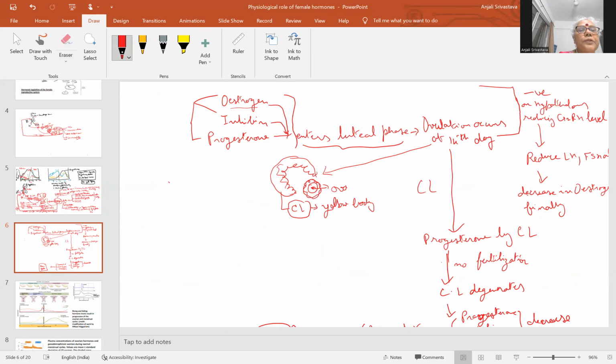Now the corpus luteum is formed, and now this corpus luteum will produce three hormones again. Estrogen, rather four hormones. Corpus luteum produces four hormones.